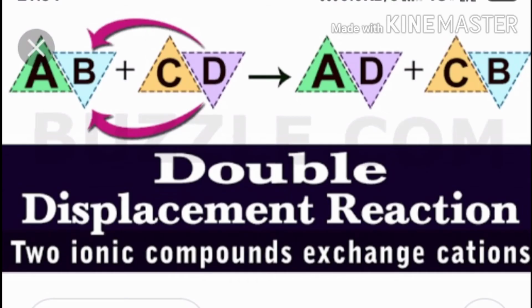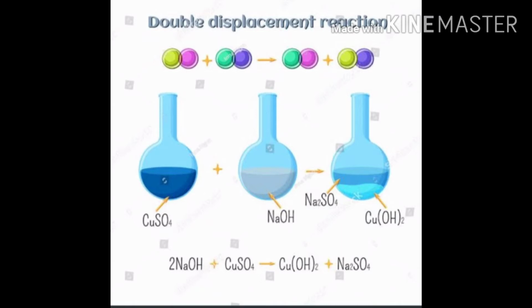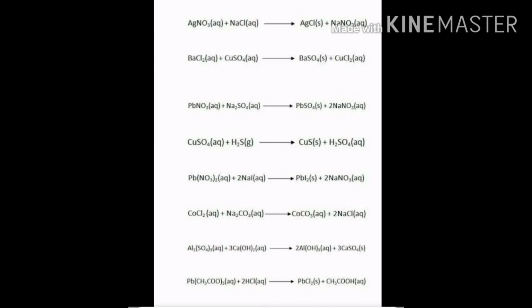So we can say that double displacement reactions are reactions in which two ionic compounds exchange their cations and anions. For example, when copper sulfate and sodium hydroxide solutions are mixed, copper hydroxide and sodium sulfate are formed. Take a look at some of the examples of double displacement reactions.